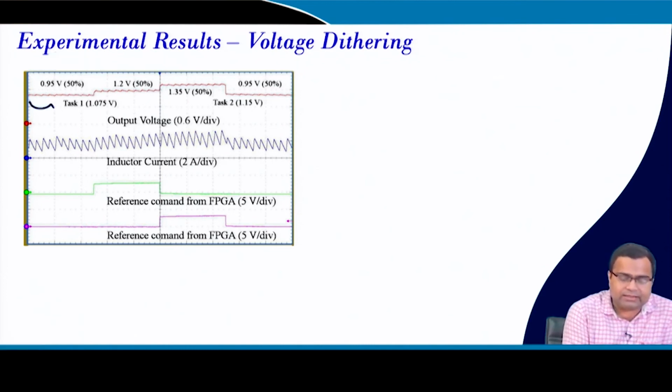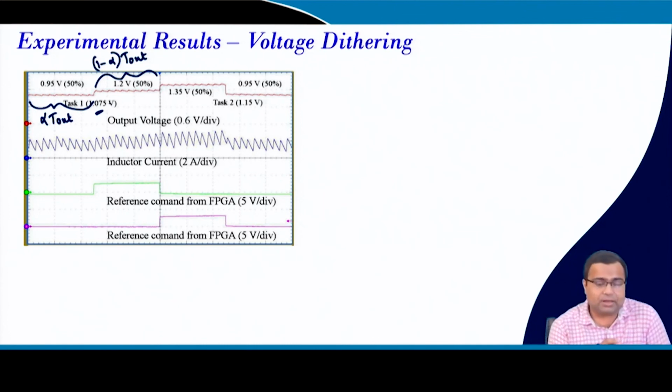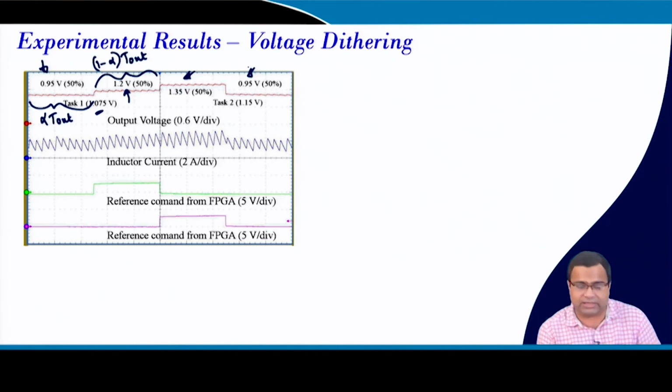So, here you can think of alpha times T out, and here you can think of 1 minus alpha times T out. So, this is used to achieve the desired voltage of 1.075. Okay. By switching between the available voltages 0.95 and 1.25, we can achieve that. Another task we can achieve by using 1.35 and 0.95. Okay. So, you do not need too much capacitor in the architecture, you can reduce it, and that way we can achieve any voltage level using this voltage dithering technique, and there is no current overshoot.